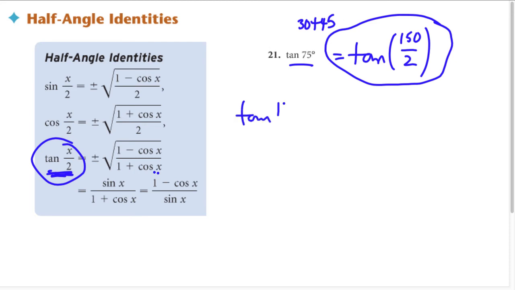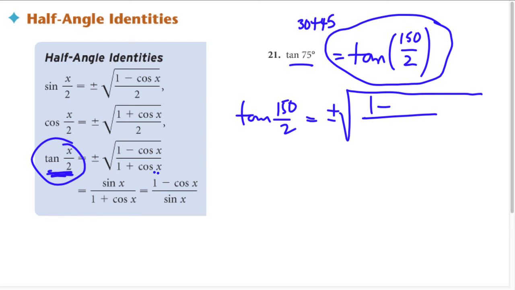So tan 150 over 2 is the same thing as plus or minus square root. This looks ugly. Oh, now these ones down here look a little nicer. Maybe I should have used those. Well, we'll go with this one. See what happens. 1 minus the cos of 150 over 1 plus the cos of 150. Okay, keep going. Cos of 150.